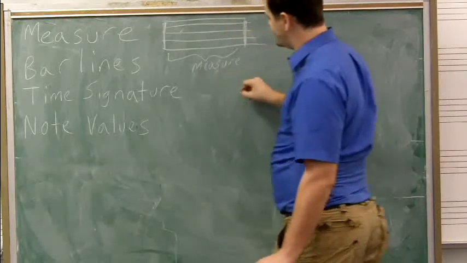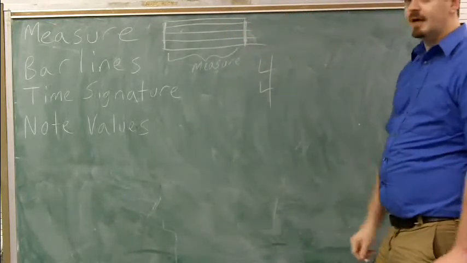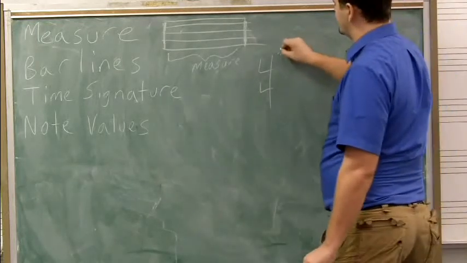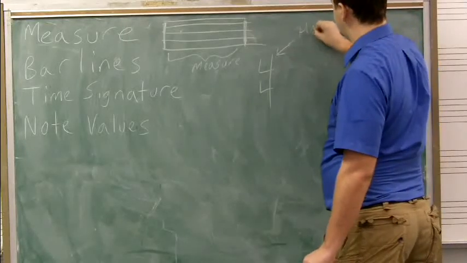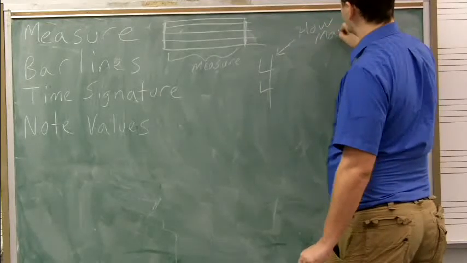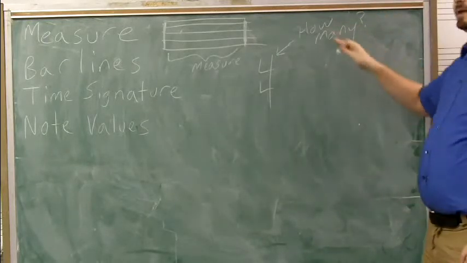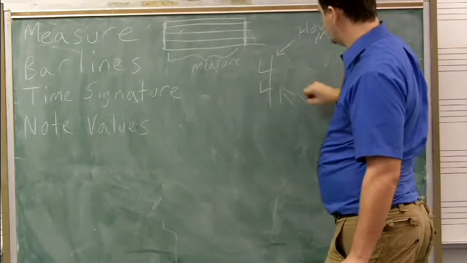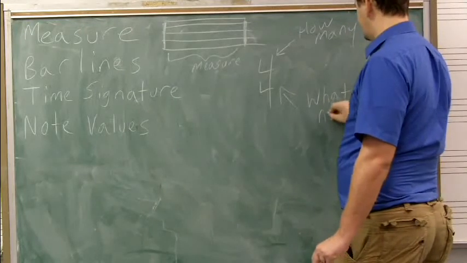So I'm just going to put an example time signature over here. Remember, these numbers could be different. This top number tells us how many beats per measure, and this bottom number tells us what note gets the beat.